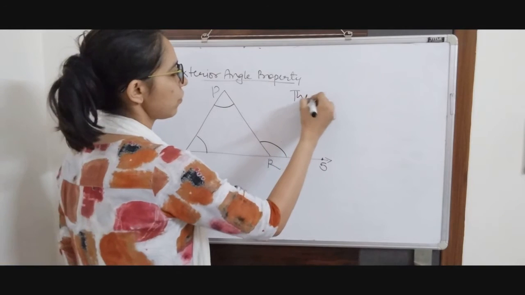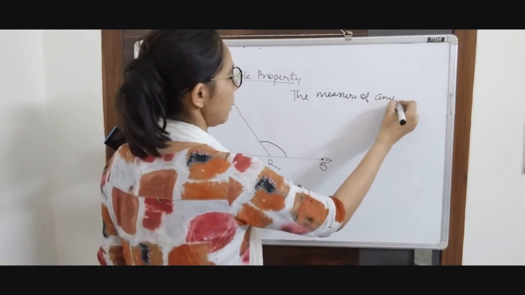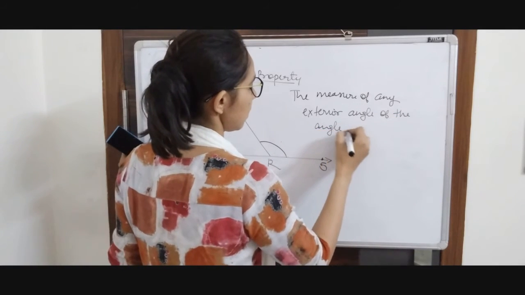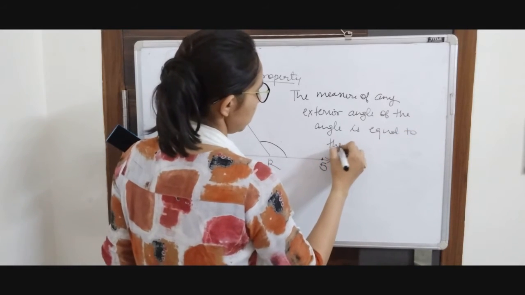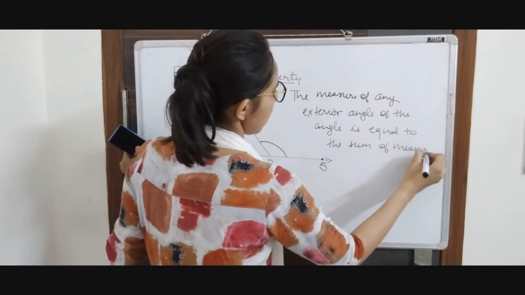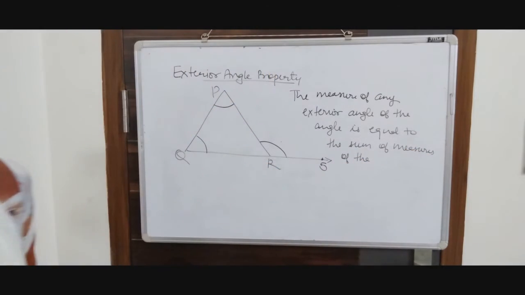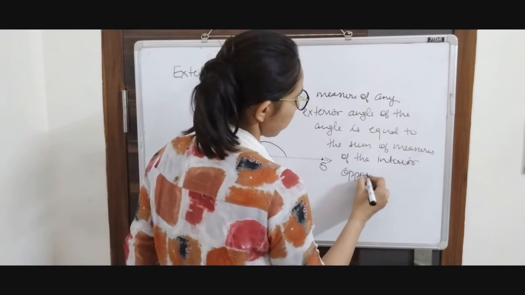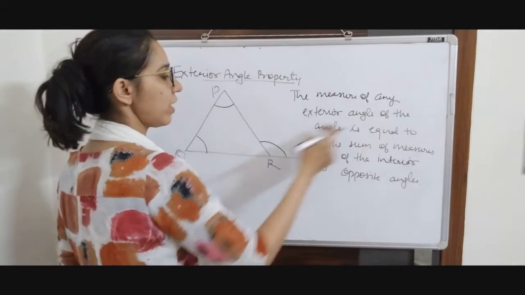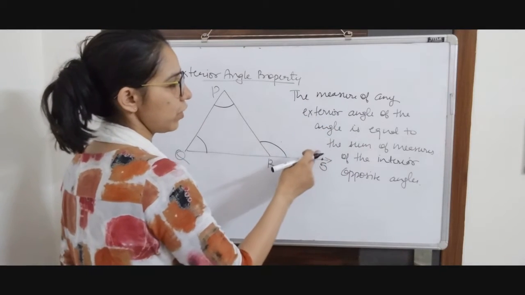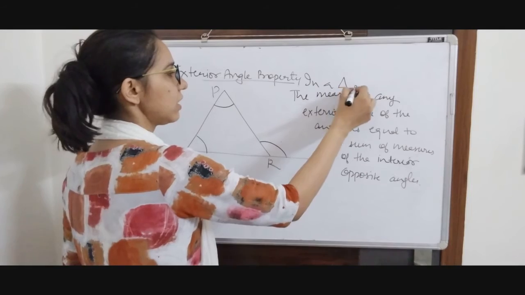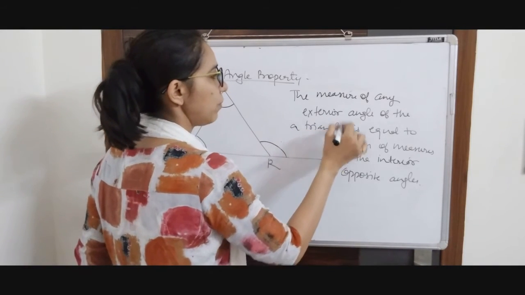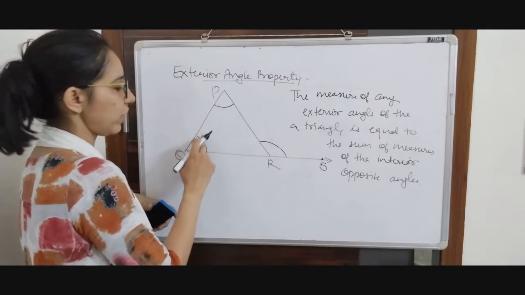So we will write that the measure of any exterior angle of a triangle is equal to the sum of the measures of its interior opposite angles. The measure of any exterior angle of a triangle is equal to the sum of the measures of the interior opposite angles.